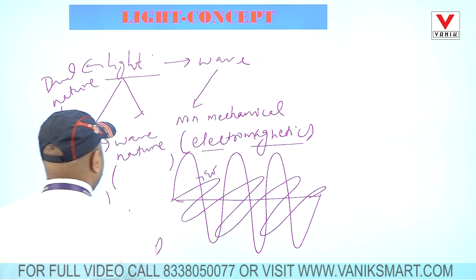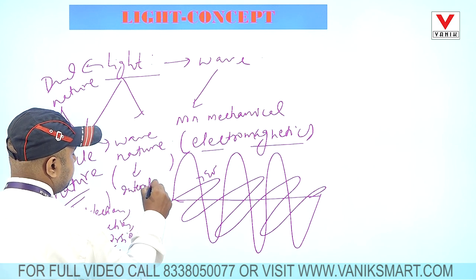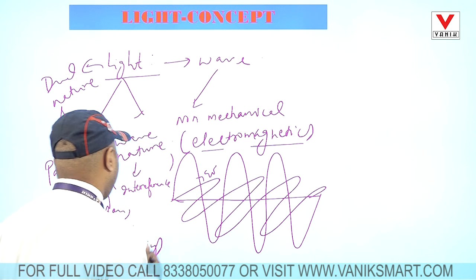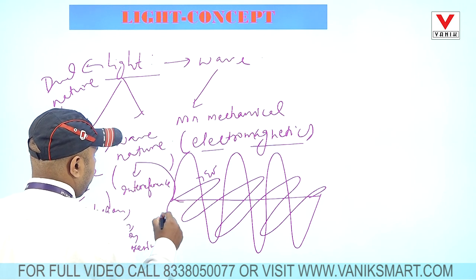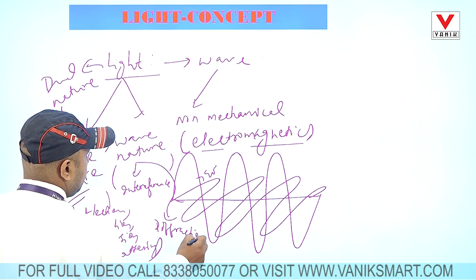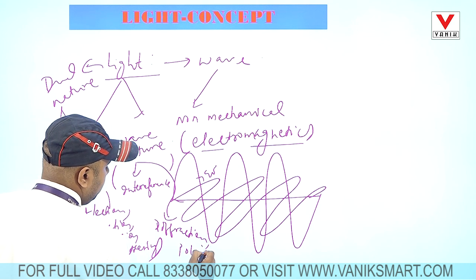And under wave nature, we have interference of light, where the different fringes, the bright fringes and the dark fringes, are formed under the interference pattern. Then we have diffraction of light, and polarization of light.